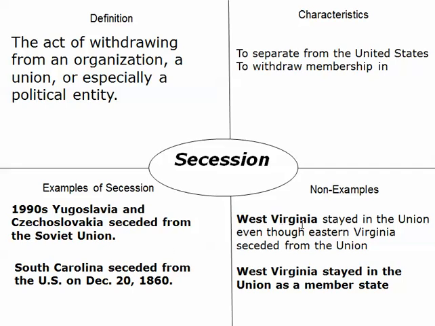Non-examples would be West Virginia. That's going to stay in the United States even though Eastern Virginia secedes from the Union along with the southern states. So West Virginia stayed in the Union as a member of the state. So it did not secede. It was not a part of the secession movement.